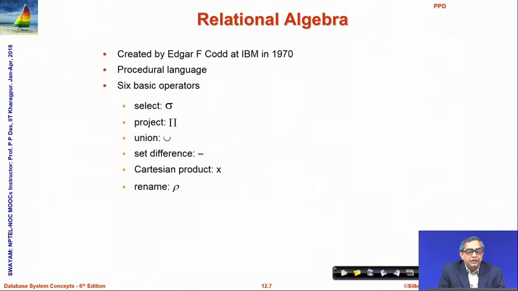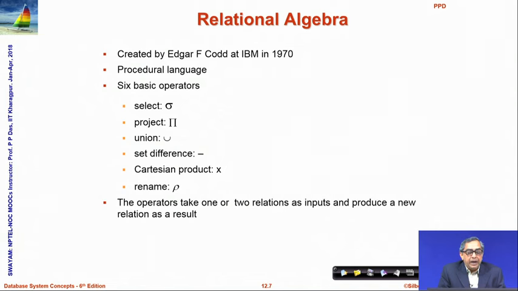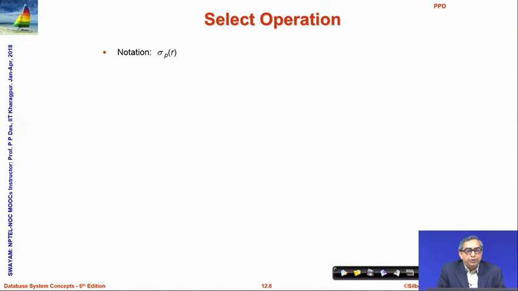The select, project, union, set difference, Cartesian product, and rename. We will also look at a few derived operations like intersection and division, which can be expressed in terms of these basic operators, and each one of these operators can take one or two relations as input, and they produce one relation as a result. So, we start with the select operation, which you know has a notation sigma.